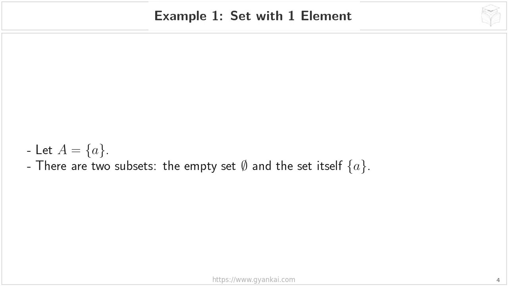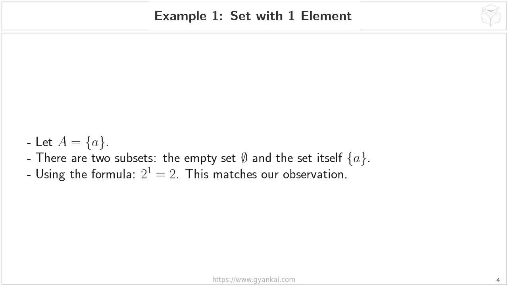Well, remember that the empty set, that's a set with nothing in it, and we denote it with this symbol, is always a subset of any set. So the empty set is one of our subsets. The other subset is the set A itself, containing just the element A. So we have the empty set and the set containing A, that's it, there are only two subsets.